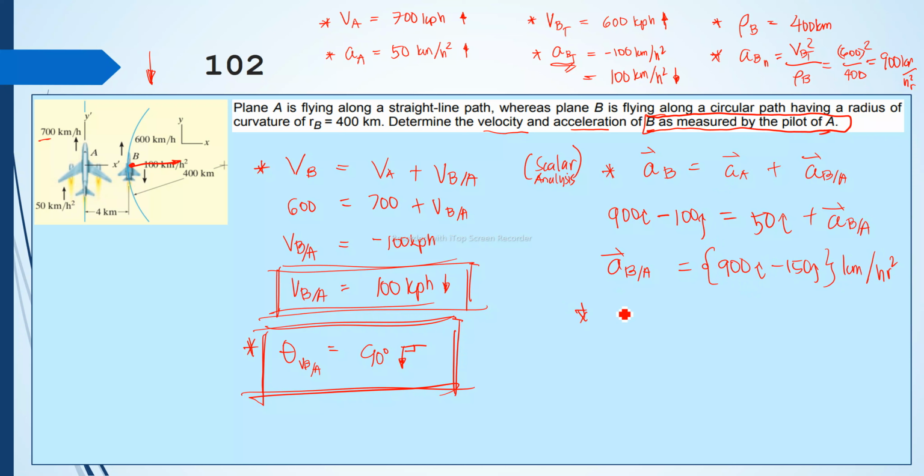Since we're asked to find the magnitude of the relative acceleration of B with respect to A, we just square those components. Then we arrive at the magnitude of the relative acceleration of B with respect to A at this specific instant, which is equal to 912.41 kilometers per square hour.